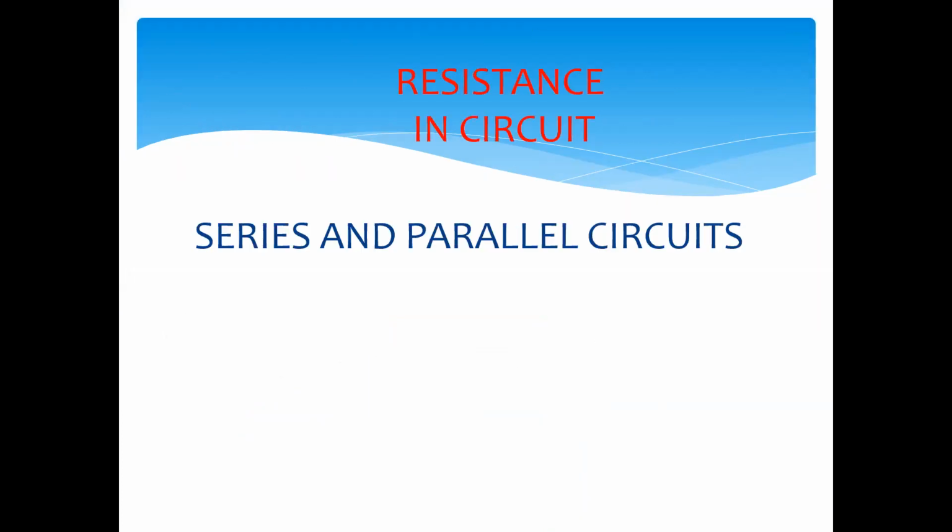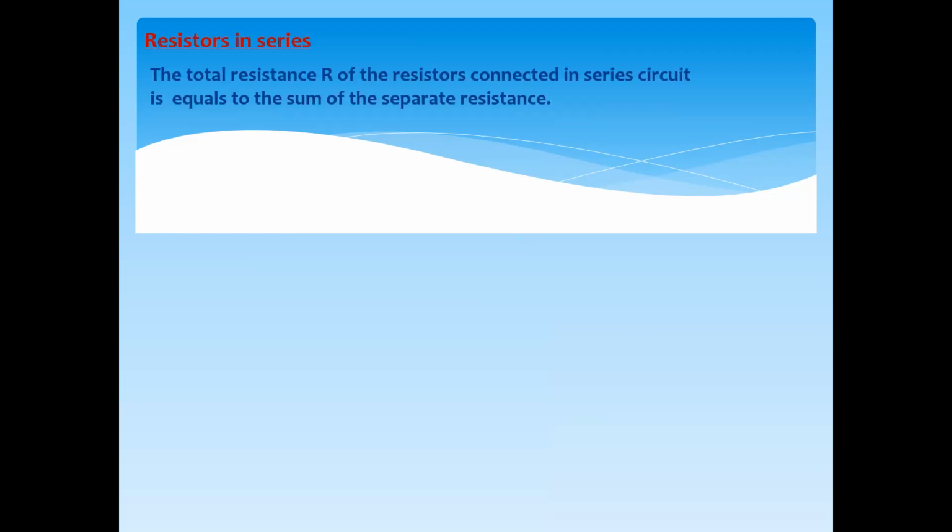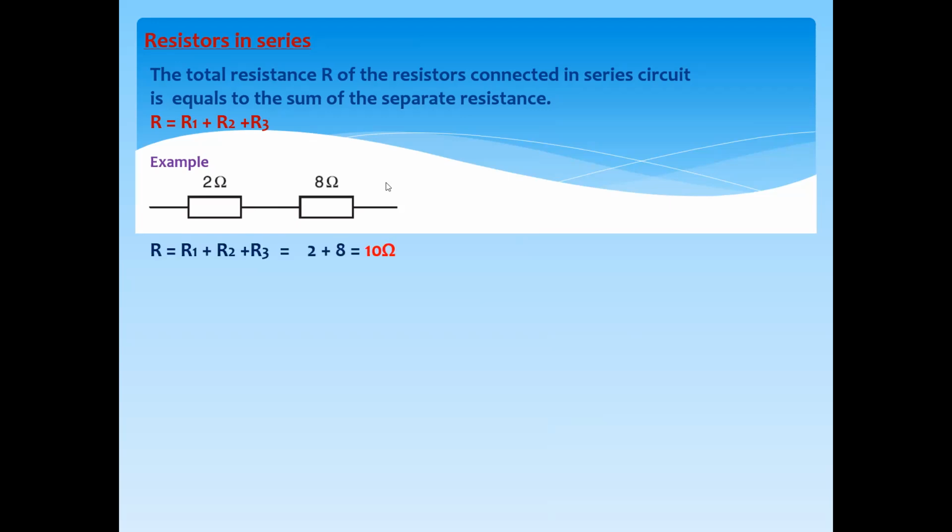Then resistance in the circuit, series and parallel resistance. If two or more resistors are connected in series and we want to find the combined resistance, we add them. For example, 2 ohm and 8 ohm are connected in series. We want the total resistance, so we simply add them. It will be 2 plus 8. If there were another resistance, we would add that too. But in this example only two resistances are there, so 2 plus 8 equals 10.